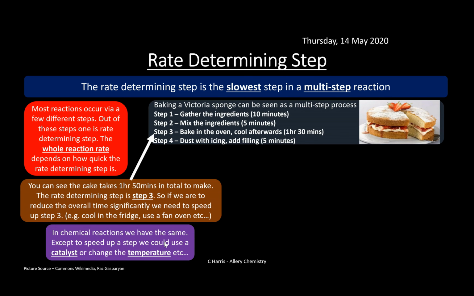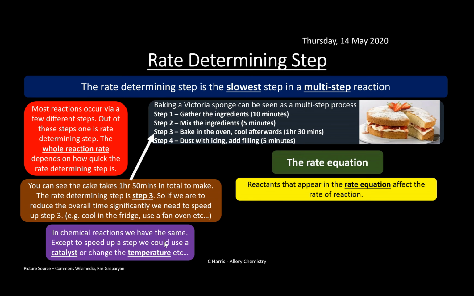So, like I say, in chemical reactions, to speed up the reaction, we could use a catalyst, we could use temperature, for example, heating it up will help to speed up the rate of reaction as well. So there's various ways in chemistry where we can actually speed up the rate determining step, and hence the overall rate of reaction.